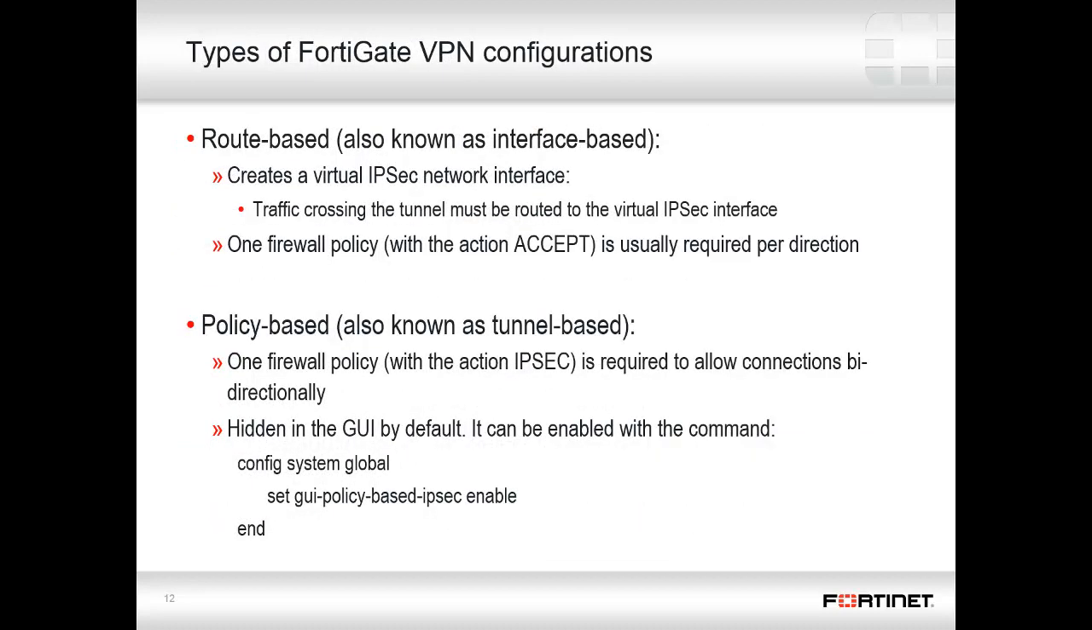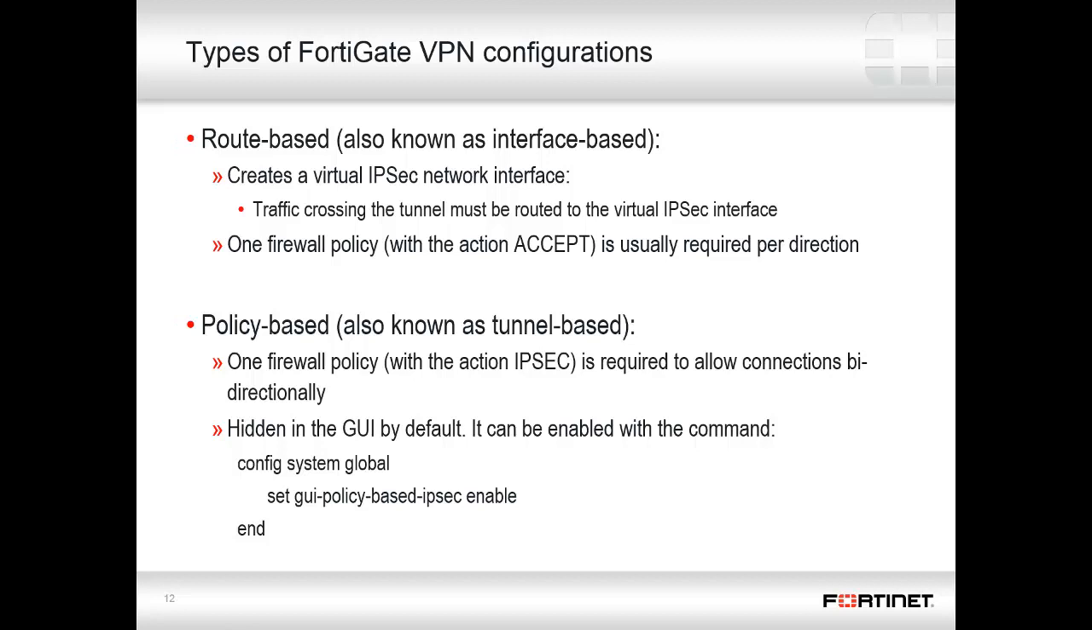There are two ways of creating an IPSec VPN configuration on a FortiGate device: route-based and policy-based. On one hand, when you create a route-based Phase 1, a virtual IPSec interface with the Phase 1 name is automatically added to the FortiGate device. Usually, 2 firewall policies with the action of accept are required in this case. One policy using the IPSec interface as source to allow the sessions originated from the remote site, and one firewall policy using the IPSec interface as destination to allow sessions originated from the local site.